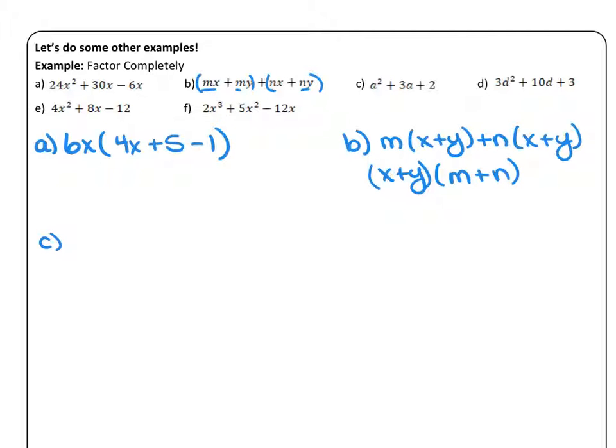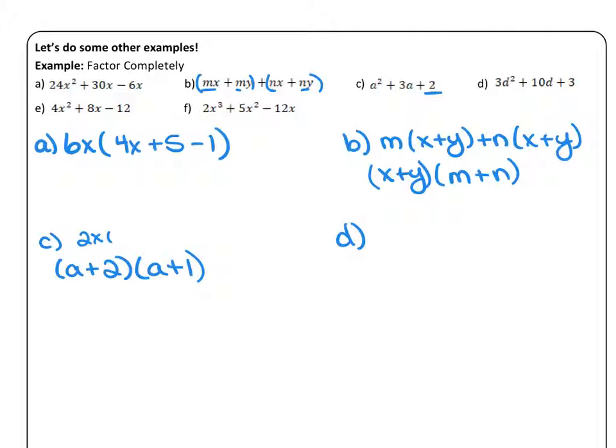C. This is like that middle one we did where the A, the number in the front, is just 1. So we're going to do our C method. The factors of 2 are 2 and 1, and if we add them, we get 3. So this one's just a simple A plus 2, A plus 1.